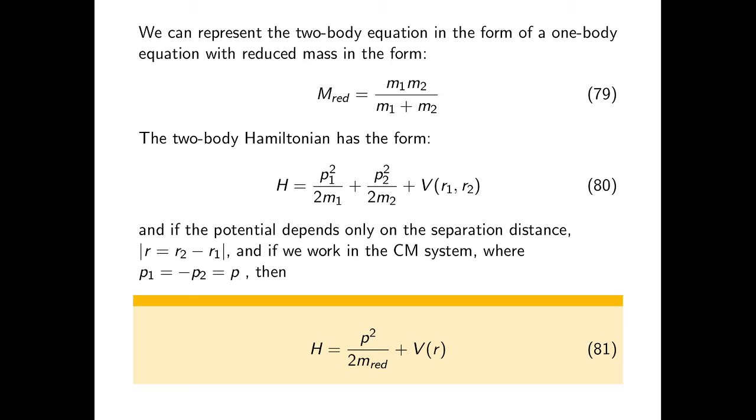And of course, like it was stated earlier, the Hamiltonian is basically the representation of all energy in the system. So if the potential is dependent only on the separation distance, where r is equal to r2 minus r1, and we work with a classical mechanical system where p1 is equal to minus p2, p being the momentum here, we get the Hamiltonian into this reduced form down here, which is basically equation 81, p squared by 2 times the reduced mass plus V(r). And this is basically the one body form of the Hamiltonian equation. The next slide, please.